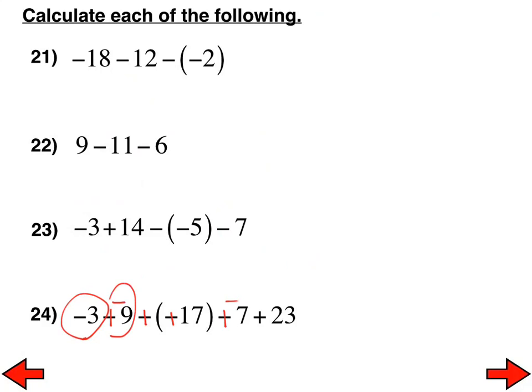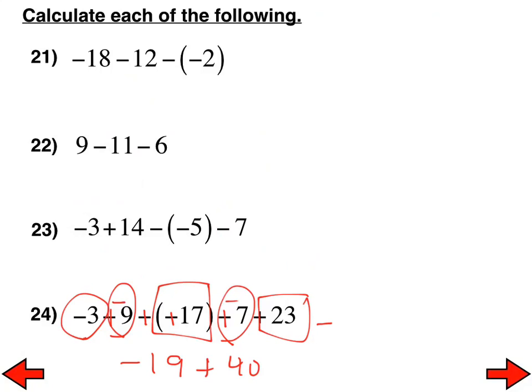Gather all of our negatives together. Those numbers are all negative. We have 12 and 7, that's 19 negatives. These numbers are positive. We will gather those together, and we have 21 more positives than negatives.